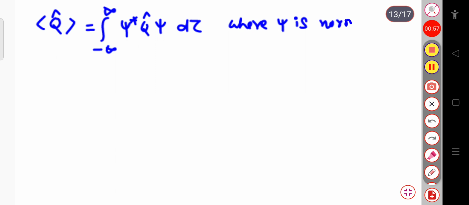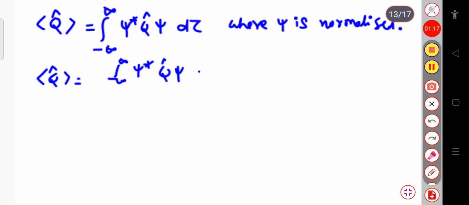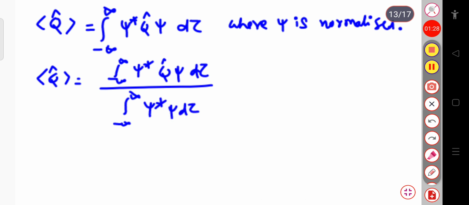Okay, now we will see when psi is not normalized. When the wave function is not normalized, we can write Q cap average equals the integration from minus infinity to plus infinity of psi star Q cap psi d tau, divided by the integration from minus infinity to plus infinity of psi star psi d tau. Here psi is not normalized, so simply you have to divide by that term.